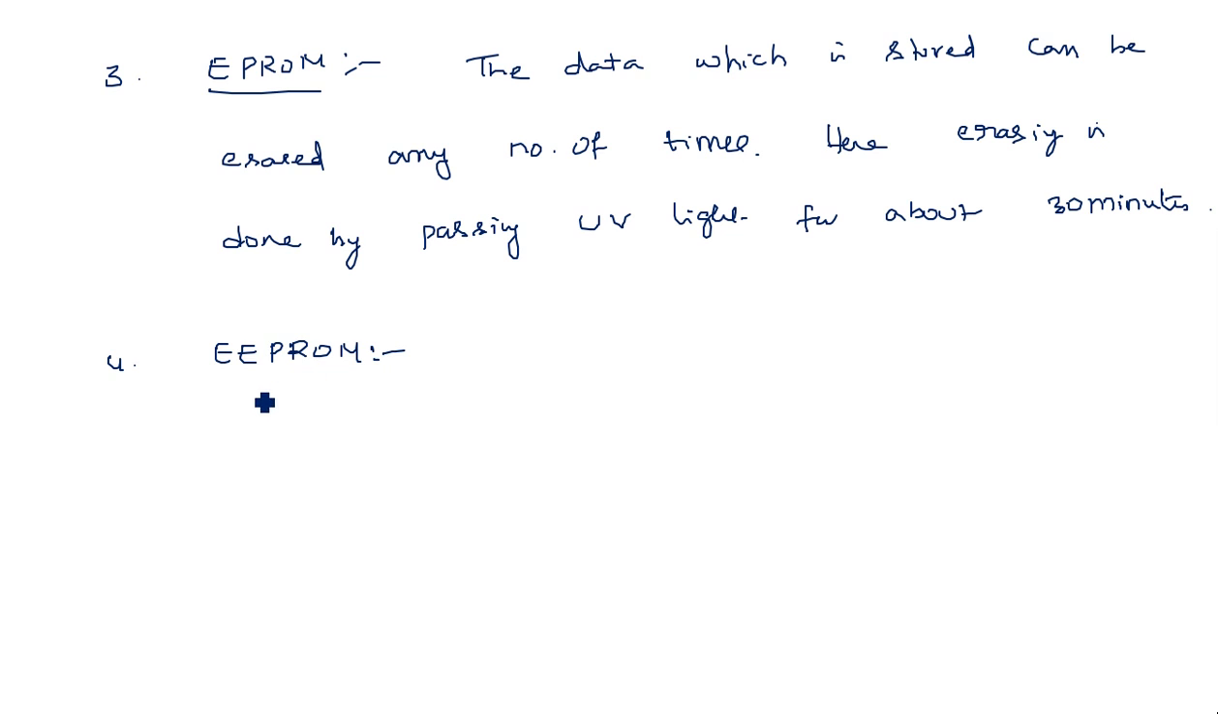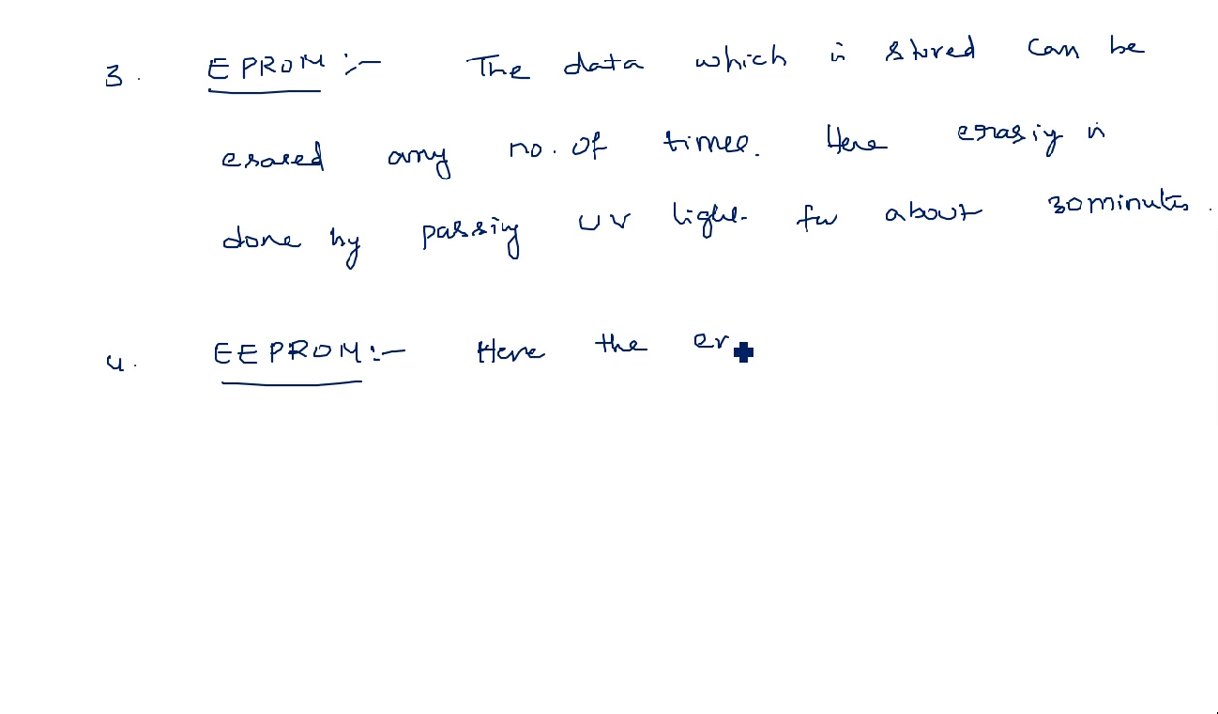EEPROM is electrically erasable programmable read-only memory. Both are the same. Here also the data can be written multiple times, but the data can be erased in EEPROM by just passing an electrical signal, without using any ultraviolet rays. So this is another type of reprogrammable memory in which the erasing is done electrically.